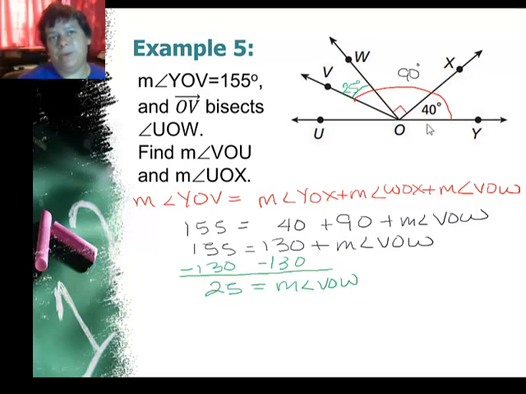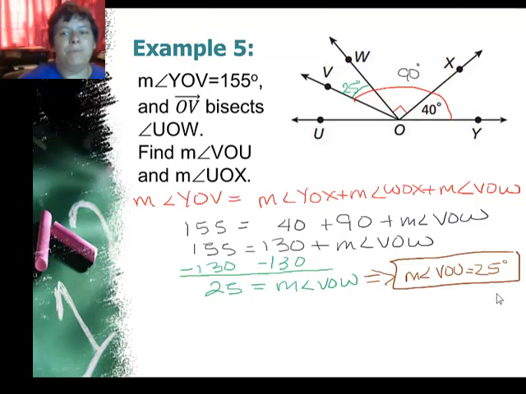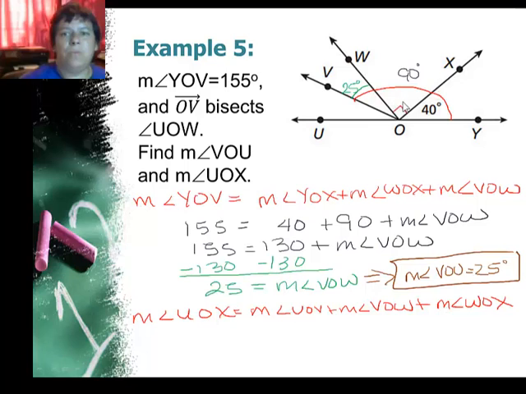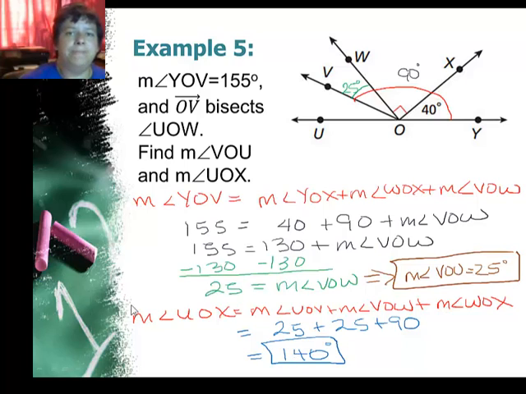But I'm not looking for VOW. So you're like, I did all this work for nothing. But actually I didn't. So I'm looking for VOU, which, by the way, remember that UV is a bisector. So VOW and UOV are the same, which means I can say the measure of angle VOU, or UOV, equals 25 degrees. Then I want to find UOX, so that's up here, right, from this angle and that angle. Substituting in the values I know, 25 plus 25 plus 90, and I get 140 degrees.